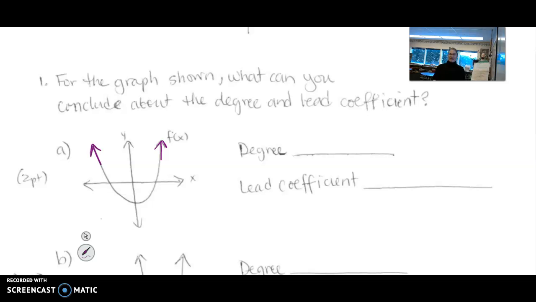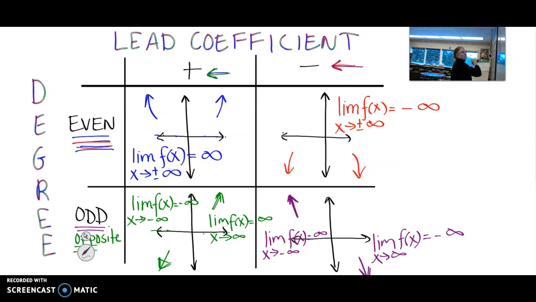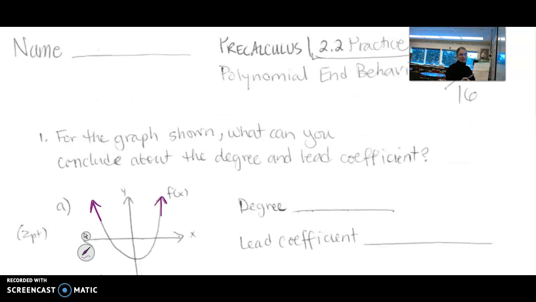So for part 1A, the ends are both going up. So think about what that means. Is the degree even or odd? And write it down. And is the lead coefficient positive or negative? So going back to the chart, both ends are going up when it's an even degree and a positive lead coefficient. So use that chart to answer these questions.